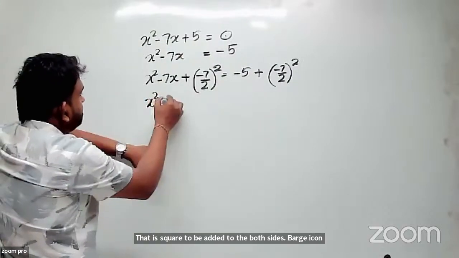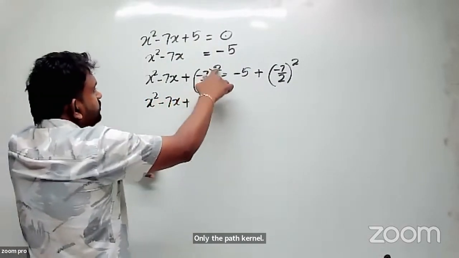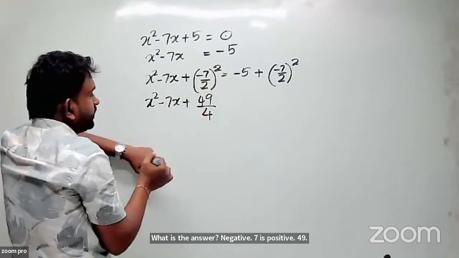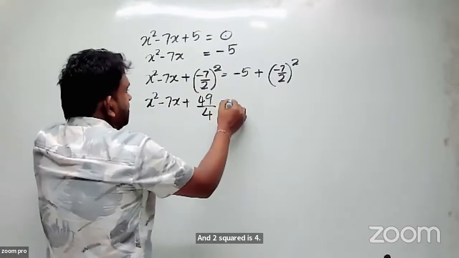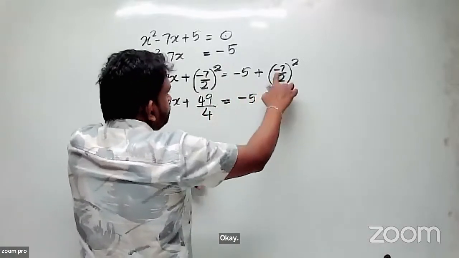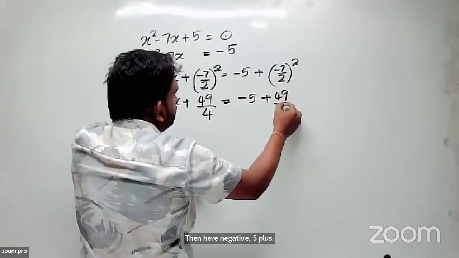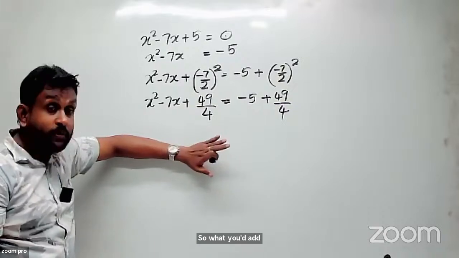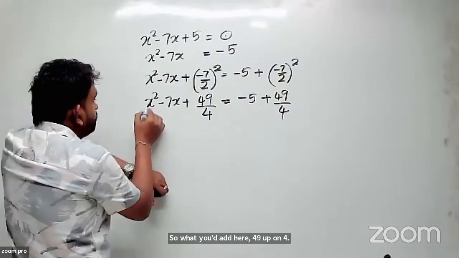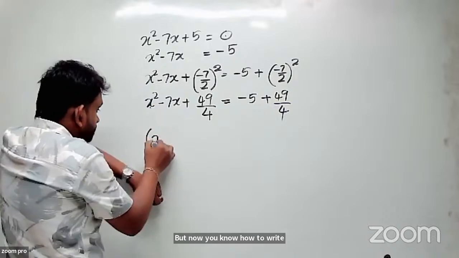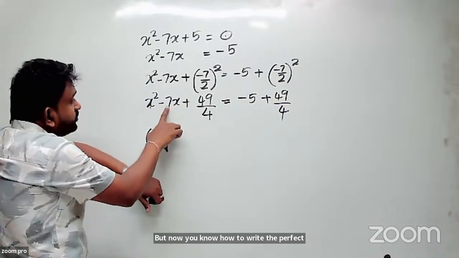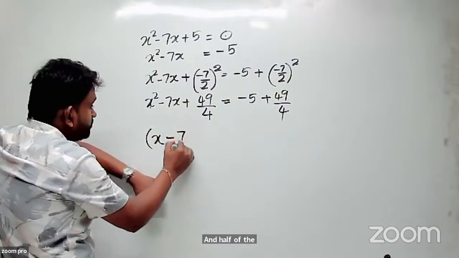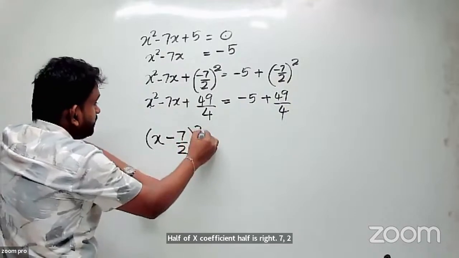So now here you can see what the answer is. Negative 7 squared is positive 49, and 2 squared is 4. Okay. Then here negative 5 plus 49 upon 4. So what you add to both sides is 49 upon 4. It is in fractional form, but now you know how to write the perfect square. X squared means you write x, and half of the x coefficient, right? Here negative, then negative half of the x coefficient is 7 upon 2, perfect square.